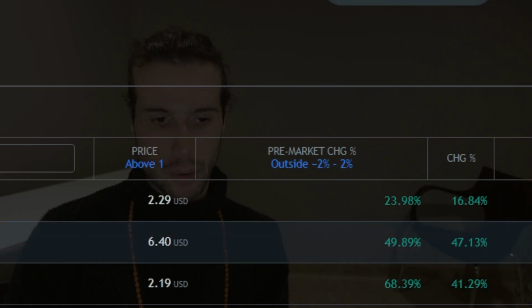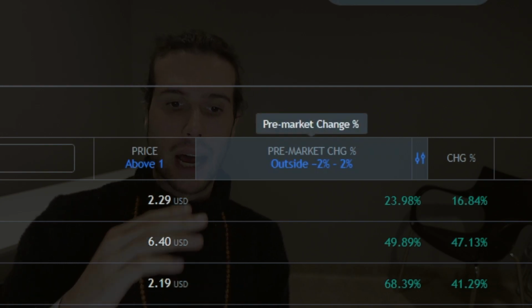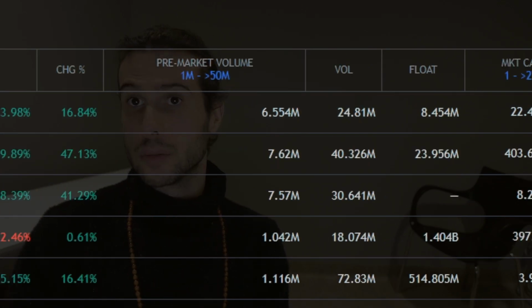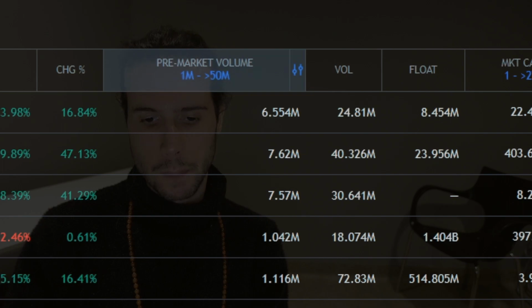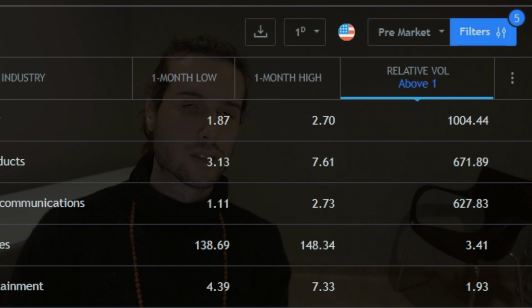The price should be above 1. The pre-market change should be either lower than -2% or higher than 2%. Pre-market volume is very important, it has to be at least 1 million. The relative volume has to be at least 1, depending on the kind of stocks I'm trading.